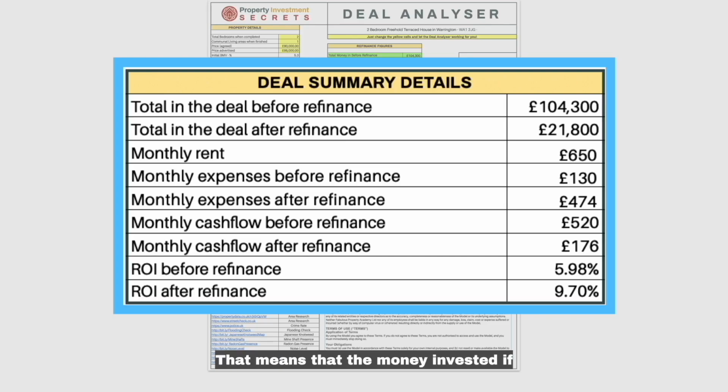That means that the money invested, if you choose to use a mortgage, will be only £21,800. Then the monthly rent is £650. The monthly expenses before the refinance will be £130. The monthly expenses after the refinance, that means after we add the interest for the mortgage, will be £474. That brings the monthly cash flow before the refinance to £520. And the monthly cash flow after the refinance, that means after the tenant will be paying for the mortgage on your behalf practically, the monthly cash flow will be £176.